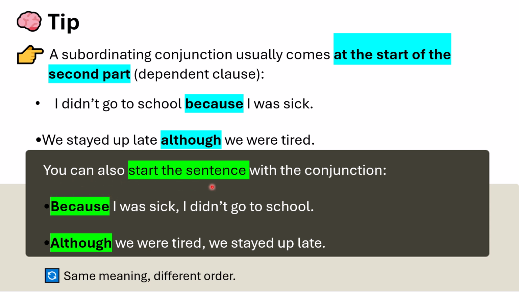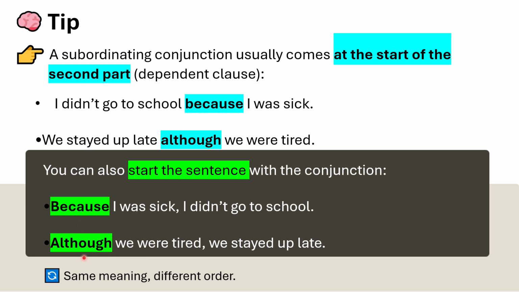Also, there is another way which we can use it. You can also start the sentence with the conjunction. Because I was sick, I didn't go to school. So here you see how it is changed. I didn't go to school because I was sick. Because I was sick, I didn't go to school. The meaning is the same, but the difference is the conjunction here is in the second part of a sentence, but here it's in the beginning of the sentence.